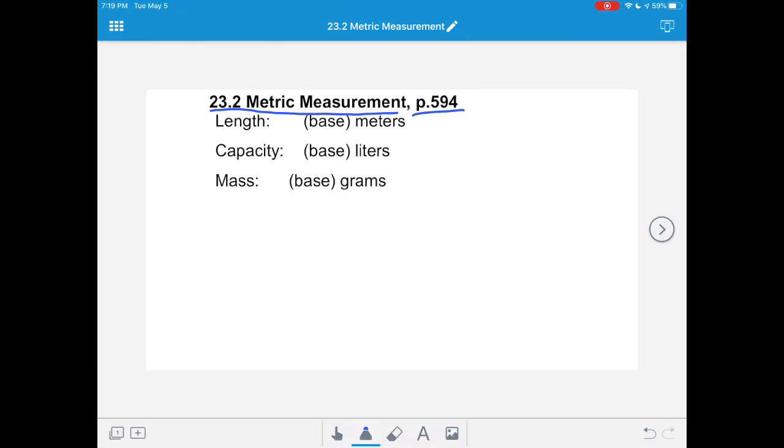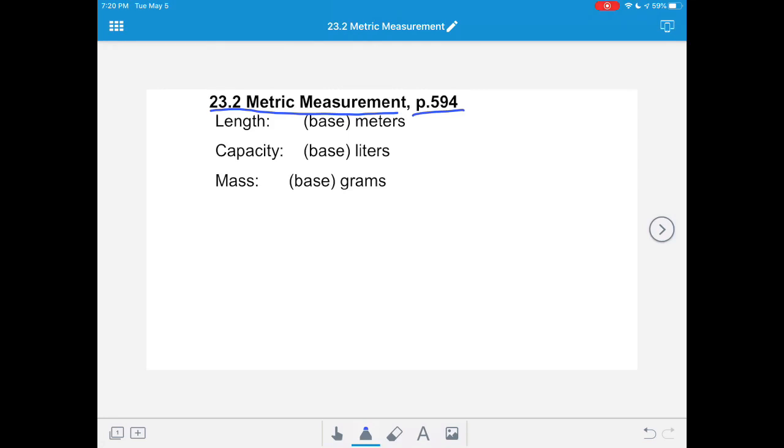So, like I mentioned to you yesterday, the metric measurement system is used all over the world. The United States of America is the only country that uses the customary system to measure. So it's important for us to also learn the metric system because that's the way the rest of the world functions. The metric system is actually easier to manipulate and to understand. The reason why is that it's very simplified.